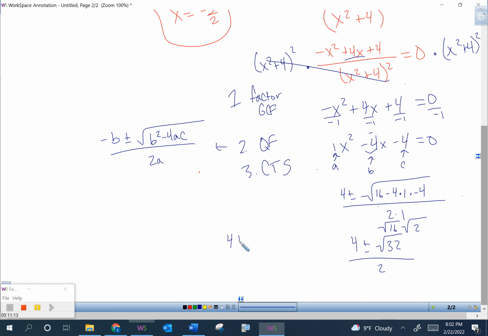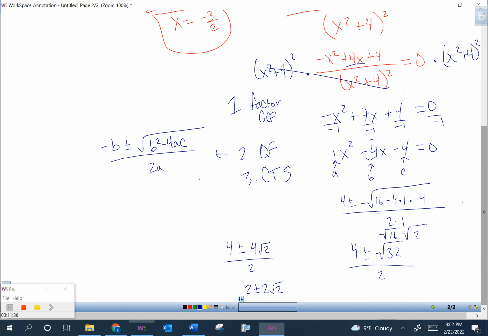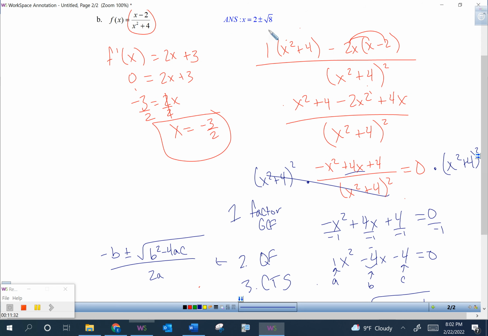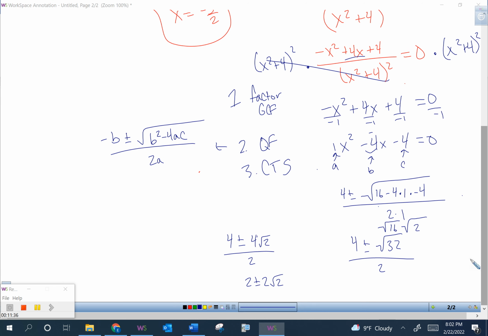So we've got 4 plus or minus, square root of 16 is 4, square root of 2 stays put, divided by 2. And our very last step here is all of these numbers, we can divide that 2 out. And we got 2 plus or minus 2 square roots of 2, and that's your final answer here. They used the square root of 8, but more commonly we want to break that down all the way, so it's actually a little bit off for that answer.